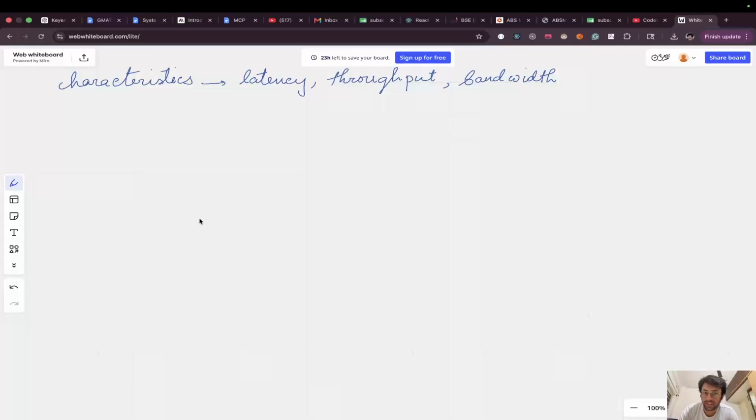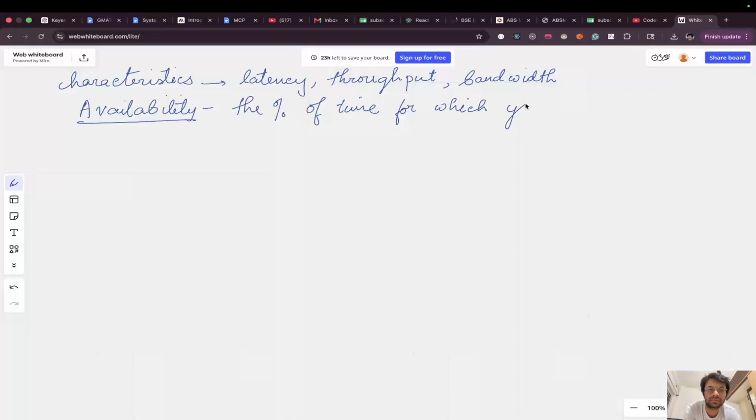Now, once we have understood these three characteristics properly, let us understand two more characteristics. The first is availability. By the name itself, it is pretty clear what this characteristic means. It means the percentage of time for which your system was working. So this is what availability is.